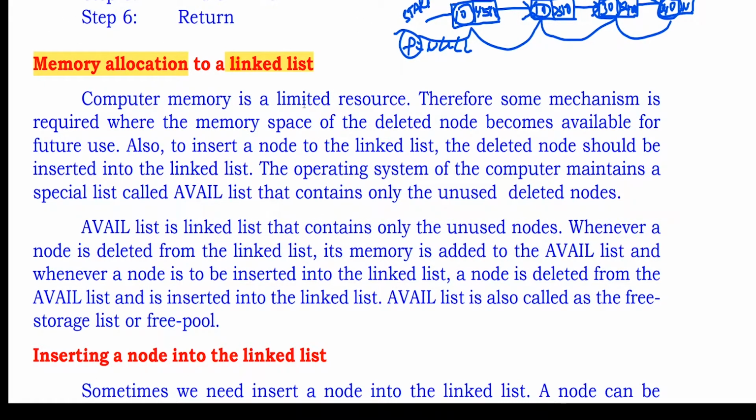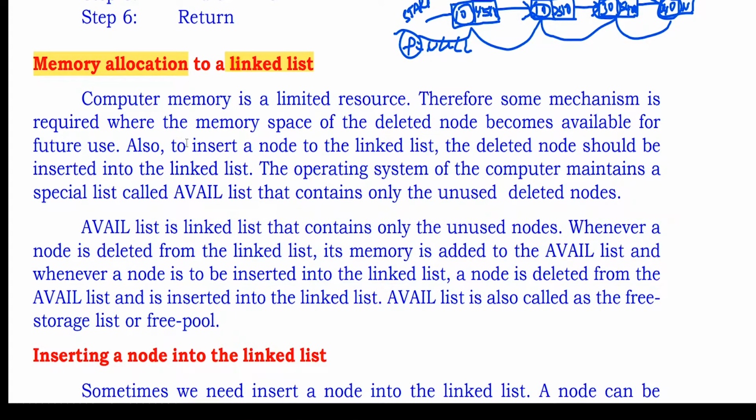Computer memory is a limited resource, of course, as we already know. Therefore, some mechanism is required where the memory space of deleted nodes becomes available for future use. That is one of the most important aspects of computers. Whenever we use memory, after usage it has to become available for future use. In real life also we do this: when we take food at home, after having food the plates are not thrown away, we wash them and keep them for future use. Exactly the same way, the memory has to be reused again.